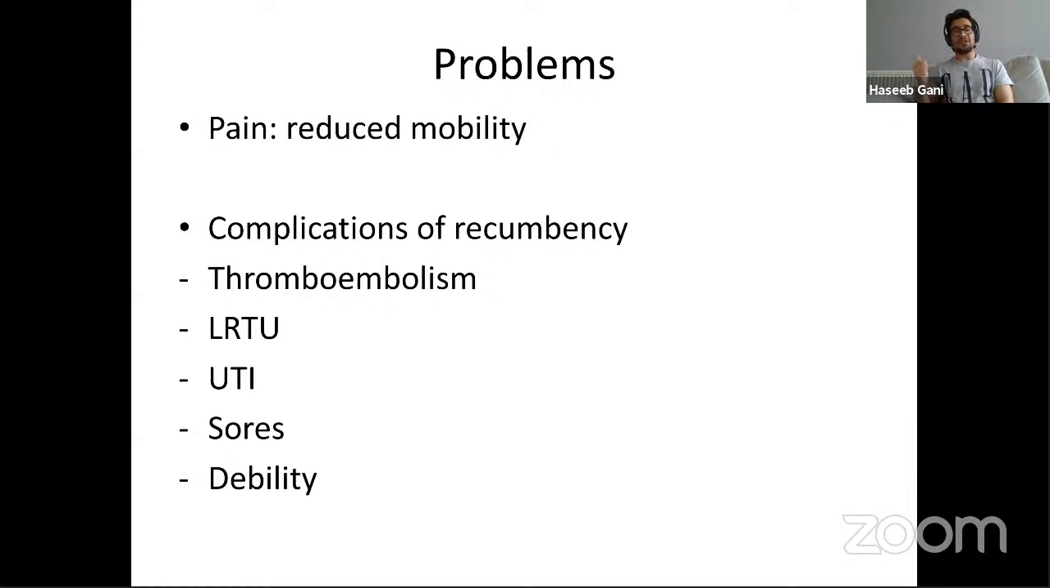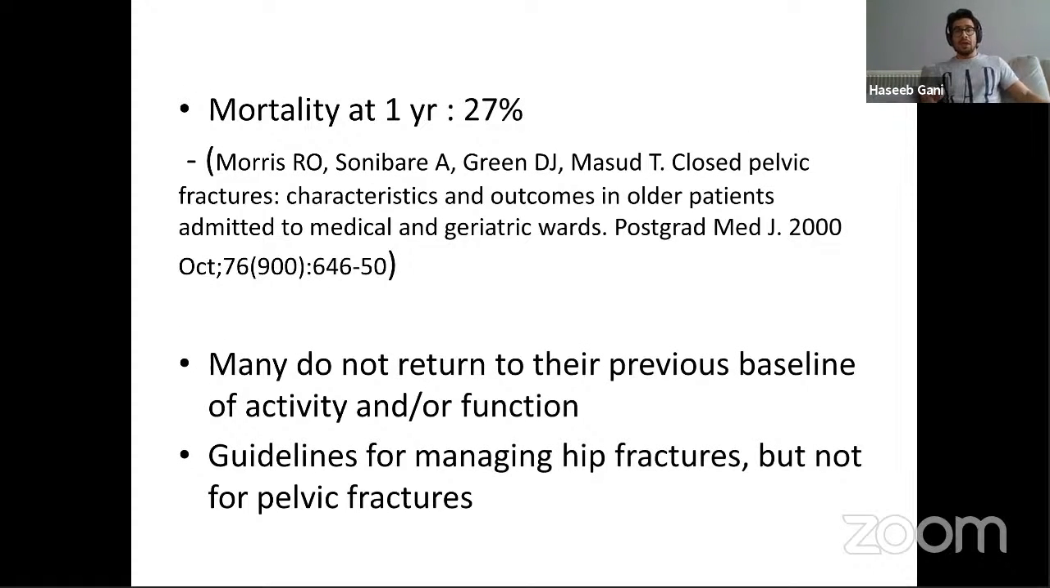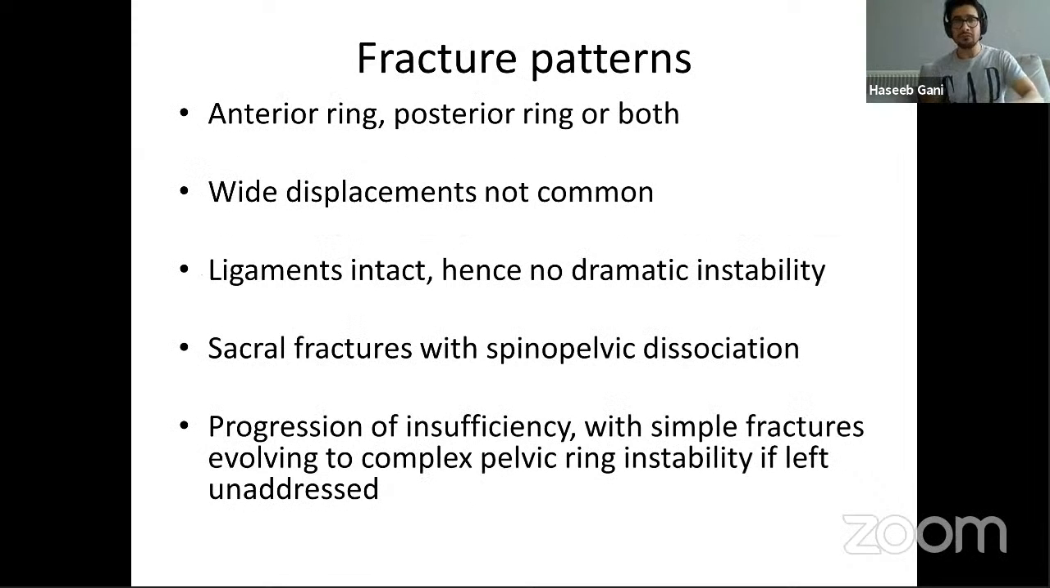What it means for the patient is they lose their mobility. Pain is the primary problem. And with reduction in mobility come the complications of recumbency, as we all know. You'd be surprised that the mortality at 1 year, according to this study, is 27%, but on average, it's between 20 and 25% after fragility pelvic fractures. And many, if not most, do not return to their previous baseline of activity or function.